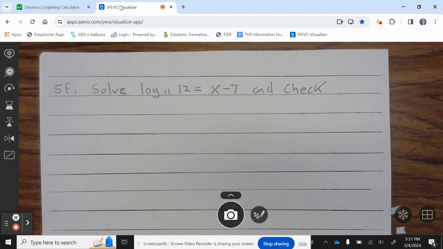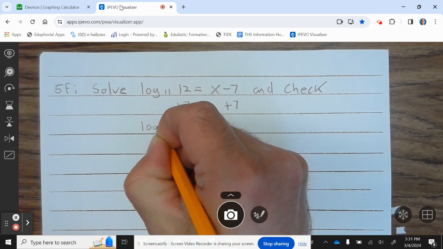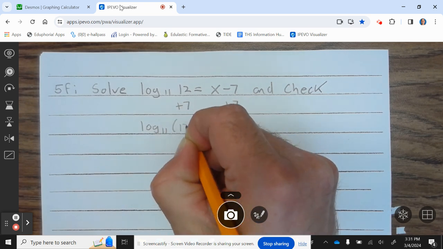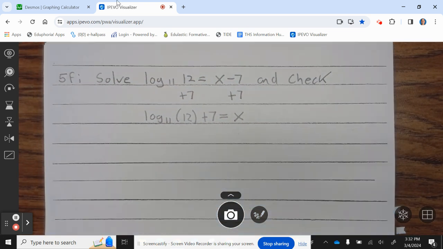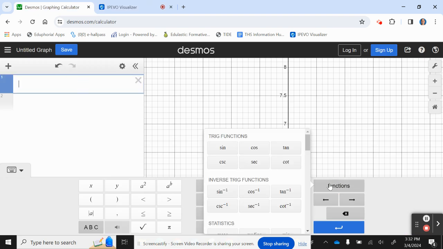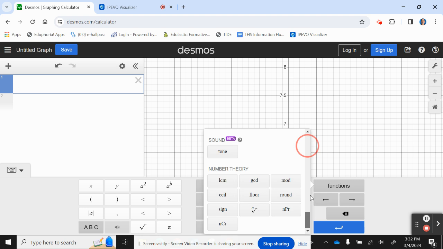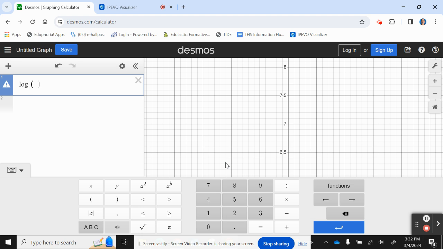5f. Solve log base 11 of 12 equals x minus 7. So first step is we're going to add 7 to both sides. So you get log base 11 of 12 plus 7 equals x. Let's go ahead and plug that into our calculator, which equals, if you round to one decimal place, 8.